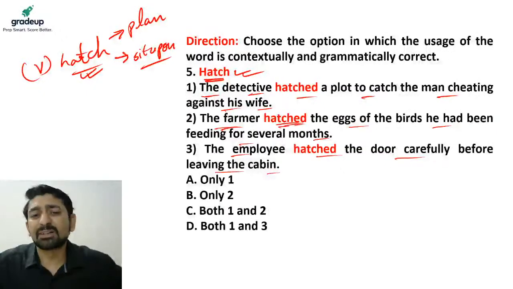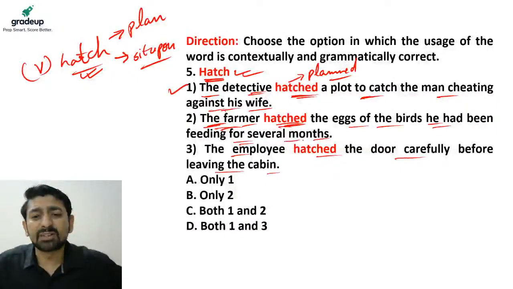Okay, let's come to the first one. The detective hatched a plot to catch the man cheating against his wife. So here the meaning is planned. So the first one is absolutely right. The second one says the farmer hatched the eggs of the birds he had been feeding for several months. Was the farmer sitting on the eggs and facilitating the hatching of eggs? Not at all. So according to the meaning, conceptually, it is wrong. The third sentence says, the employee hatched the door carefully before leaving the cabin. You cannot say hatched here, but you can say latched.